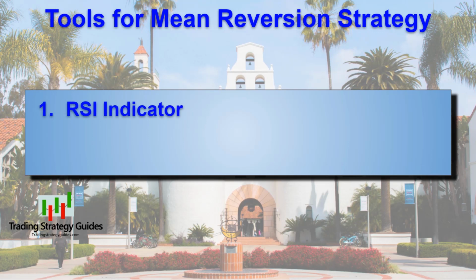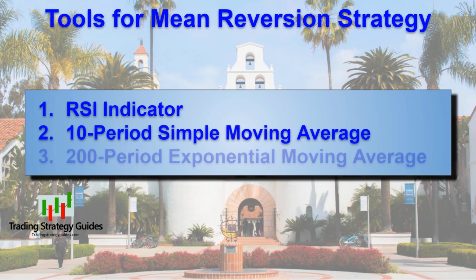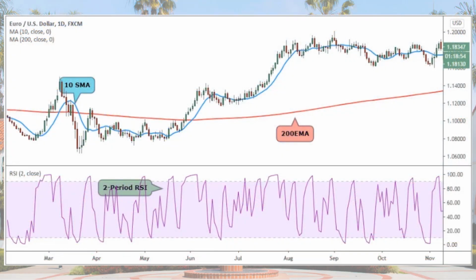So start with the RSI oscillator on your charts. One modification we're going to suggest: the RSI settings must be changed from the default 14 period to a 2 period RSI. So we'll have not just any type of RSI, but a very fast RSI. The other technical indicators we're going to deploy on the charts are the 10 period simple moving average and the 200 period exponential moving average. Here's what your chart would look like with those indicators set up.